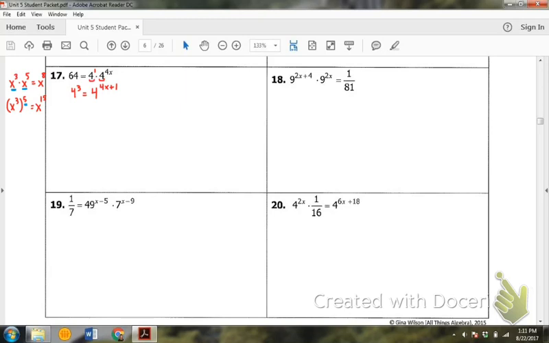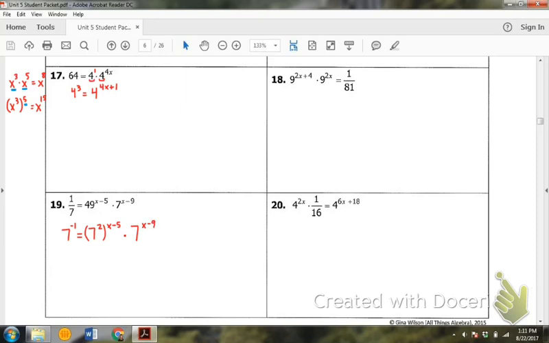Let's take a look at number 19, just setting it up. This one's kind of loaded. We can handle it, though. We're going to take it a step at a time. 1 over 7 needs to become what, Dalton? 7 to the negative 1. Perfect. 49 needs to become what, Alyssa? What is 49? 7 to the what power? Second power. So this becomes 7 squared to the x minus 5. And then we have this 7 to the x minus 9.